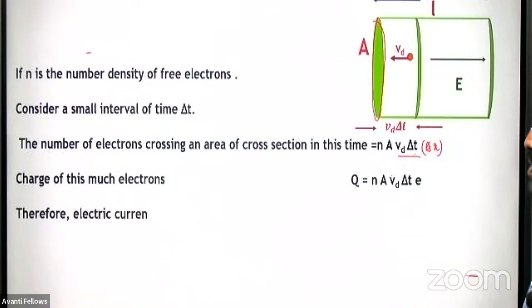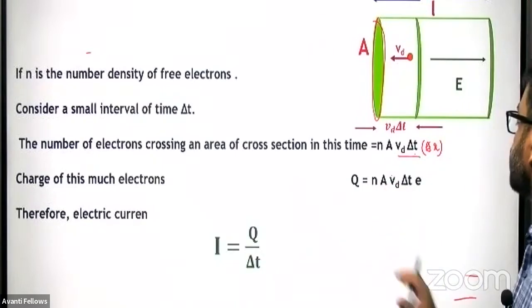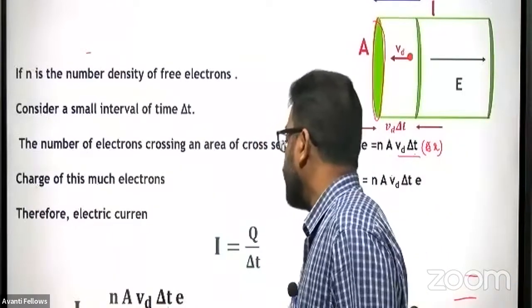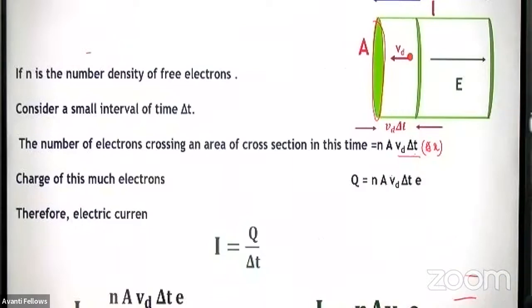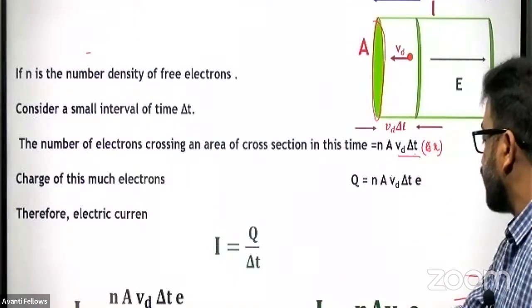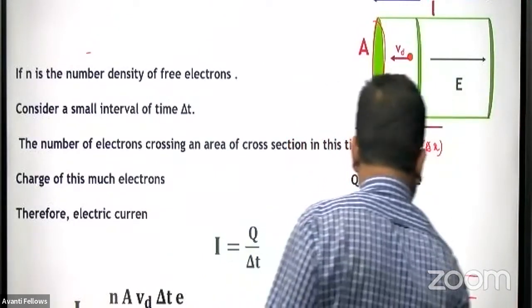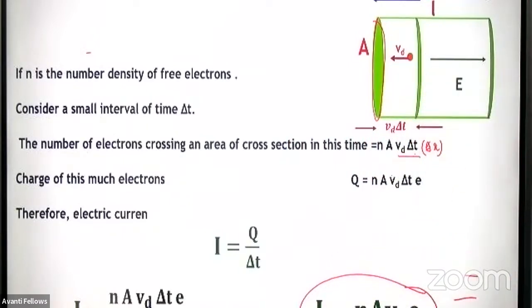Then electric current will be equal to, we know that it is the charge upon time. Electric current is charge upon time. So this is the total charge. Now we have to divide it with the time. We get total charge n A Vd delta t into e divided by delta t. So we get an equation for the current. Current I equals n number density, A area, Vd drift velocity, and e the charge of an electron. So this is an equation for current in terms of drift velocity.